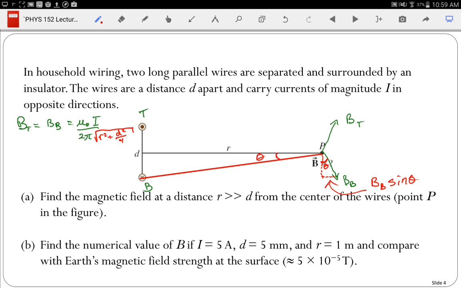How do I find sine of theta? Well, I have a triangle here. Sine theta is opposite over hypotenuse. So sine theta has to be the opposite side, which was d over 2, divided by the hypotenuse, which is the square root of r squared plus d squared over 4, in the same way as I did before. So there's my sine theta.